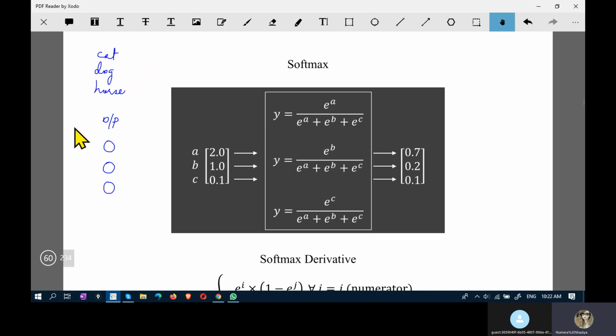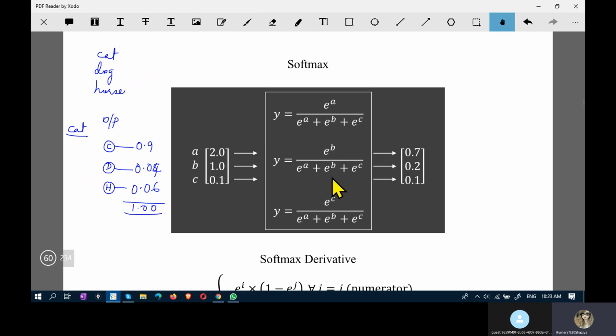In case you give a cat image, this denotes cat, this denotes dog, and this denotes horse. If you give a cat image as the input, probably this node gives the highest probability value. It may be 0.9, and for dog it might give 0.05, then this might give 0.06. By looking at these probability values, you can determine the class of the image, and these probabilities should sum up to 1.